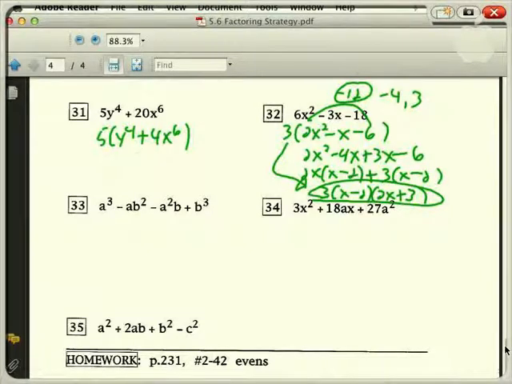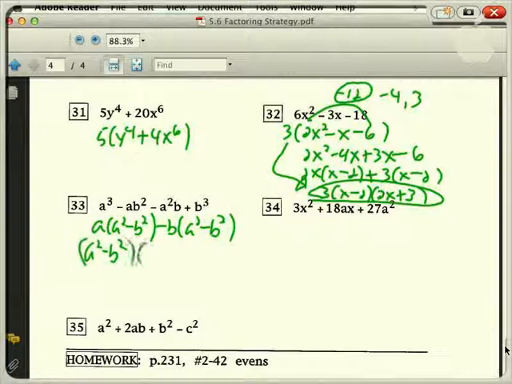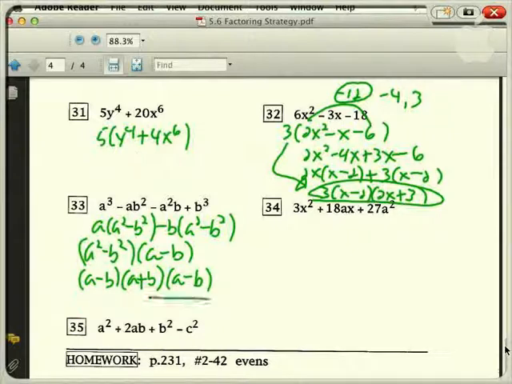Number 33. Grouping. Take a out of the first two. Take a minus b out of the last two. And then pull out a squared minus b squared. Well, we can go further. This is a minus b times a plus b times a minus b.